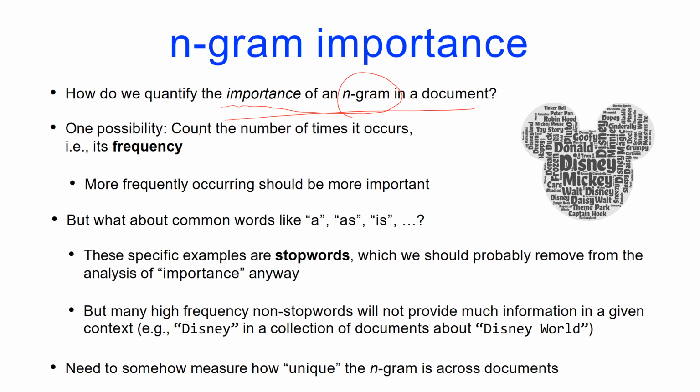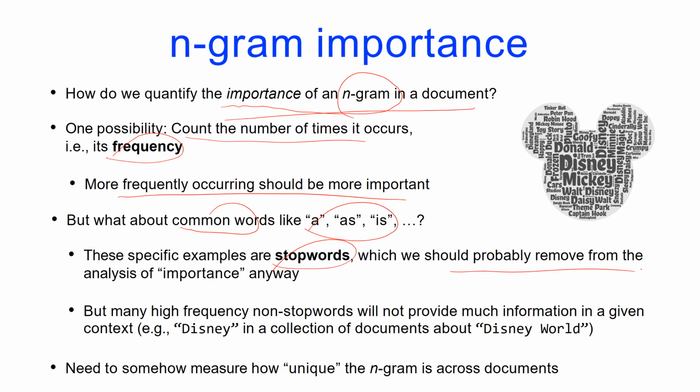So one possibility is counting the number of times a word occurs. It's a frequency, and obviously the more frequently occurring, the more important it should be. For those common words like am, is, as, which we call stop words, these will be removed first, because those words do not bring additional information.